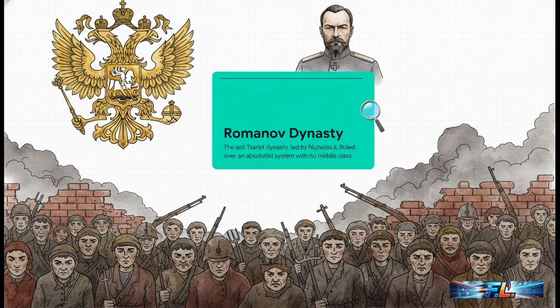And this slide really gets to the heart of the problem. Russia's social structure was basically a relic of the Middle Ages. You had this tiny, fabulously wealthy nobility at the top, and then this massive, impoverished peasant population at the bottom, with pretty much no middle class to speak of. The Tsar's failures just amplified the people's fury at this deeply, deeply unjust system.